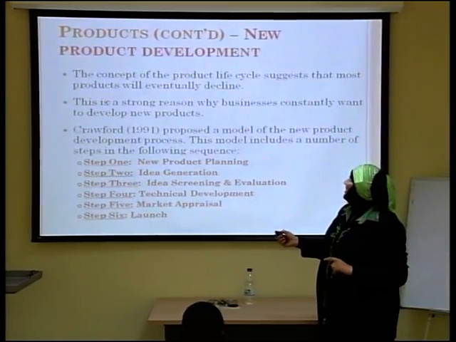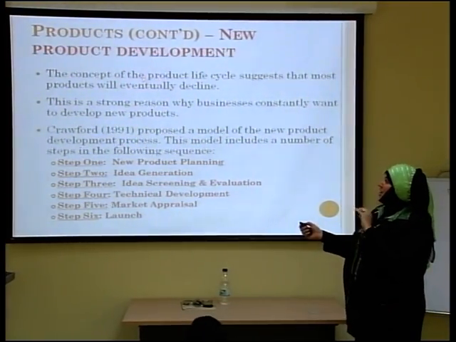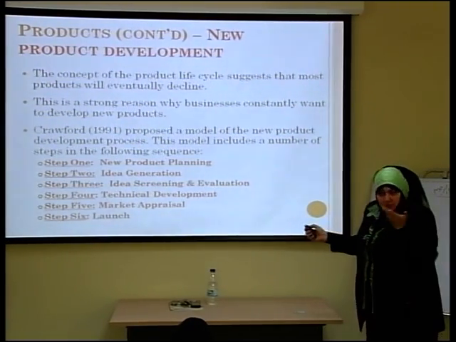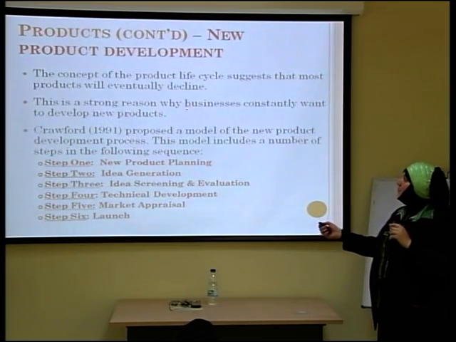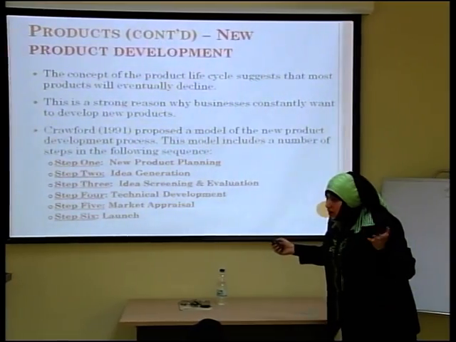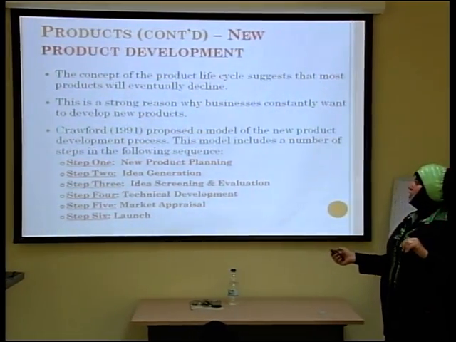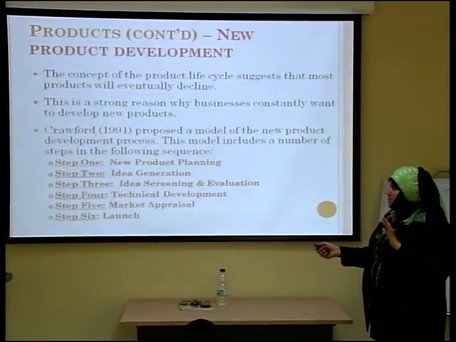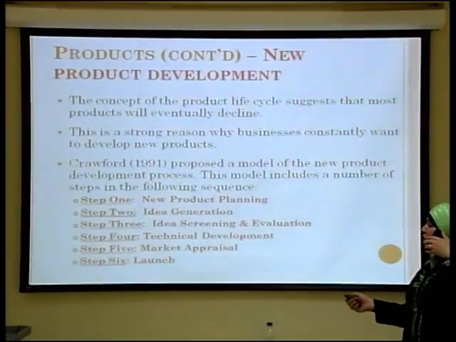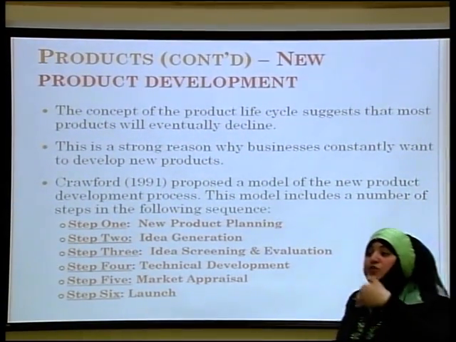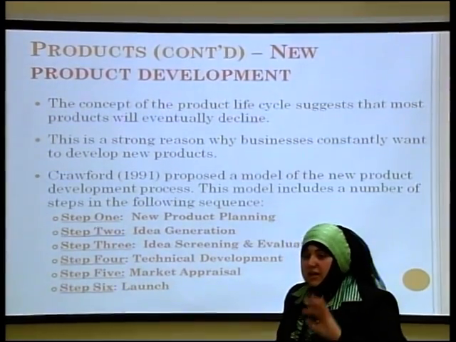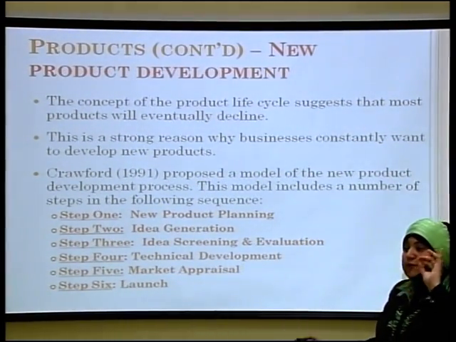Okay, all right. So here, the concept of the product life cycle suggests that most products will eventually decline. All right, this is a strong reason why businesses constantly want to develop new products. By logic, okay? All right, and here, Crawford in 1991 proposed a model. This model includes 6 steps of introducing or developing new products. What are these steps? 6 steps of developing new products.